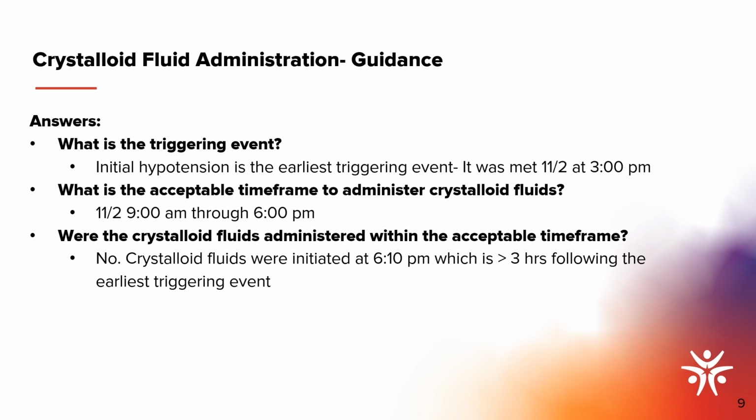And what was the acceptable time frame to administer the crystalloid fluids? So it would be 11/2 at 9 a.m., which is 6 hours prior to the onset of initial hypotension, through 6 p.m., which is 3 hours following the onset of initial hypotension. So were the crystalloid fluids administered within the acceptable time frame? No, the crystalloid fluids were initiated at 6:10, which is greater than 3 hours following the earliest triggering event, which was the initial hypotension at 3 p.m.